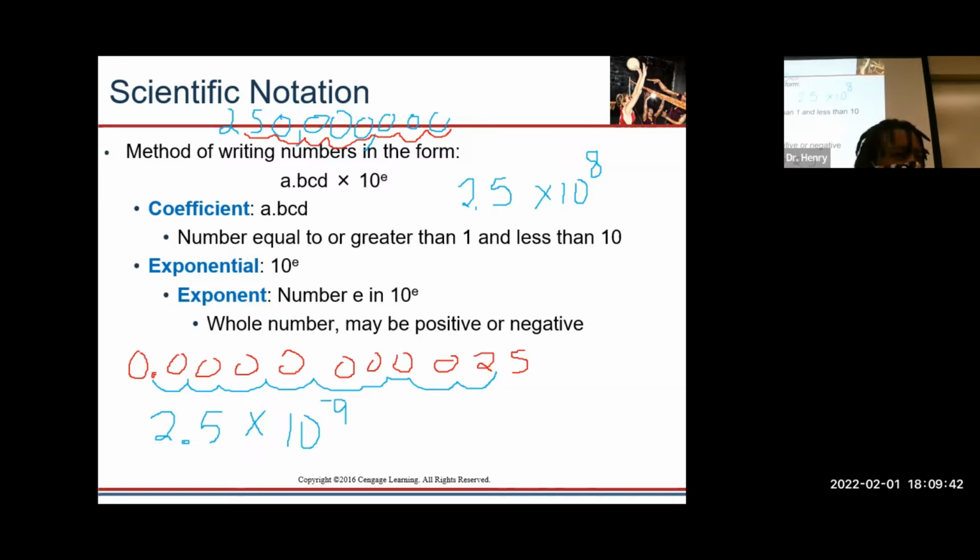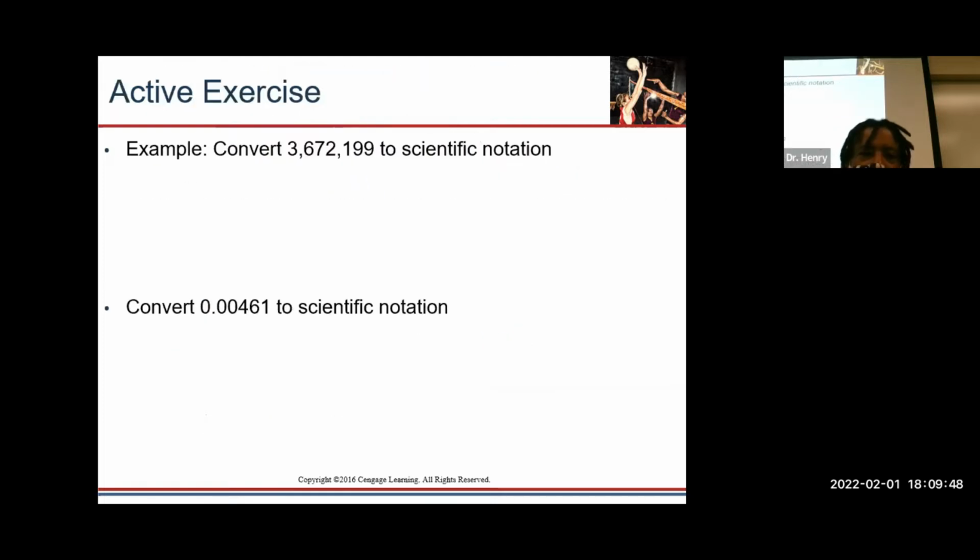Okay. So you guys get that, pretty simple, not too hard. Okay, so let's test your skills. So convert 3,672,199 to scientific notation.